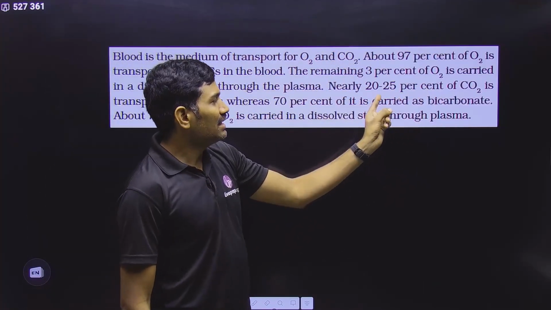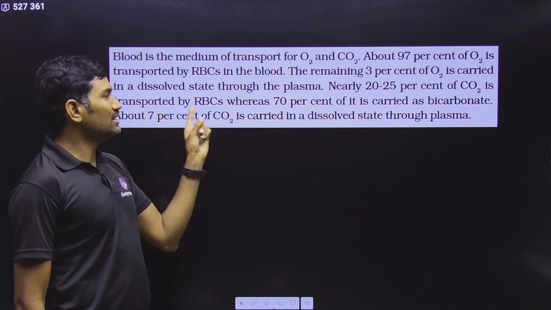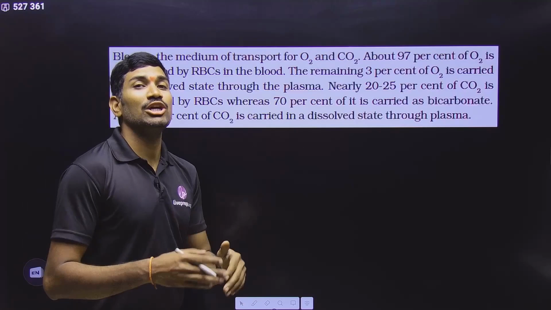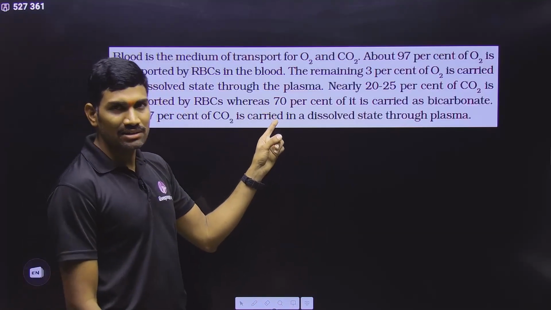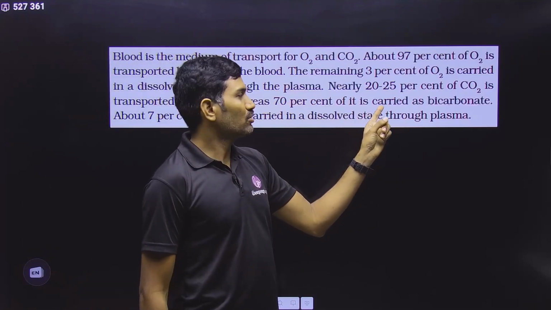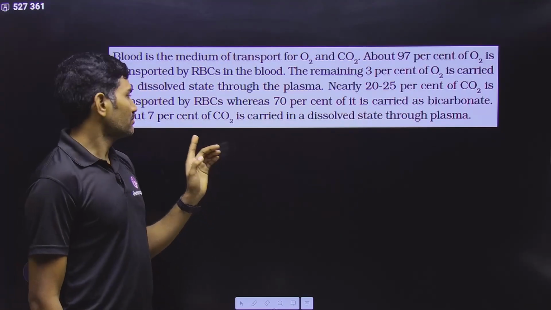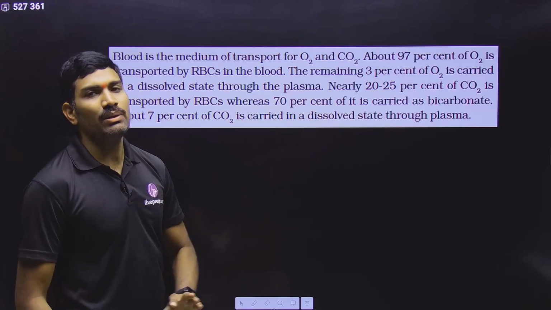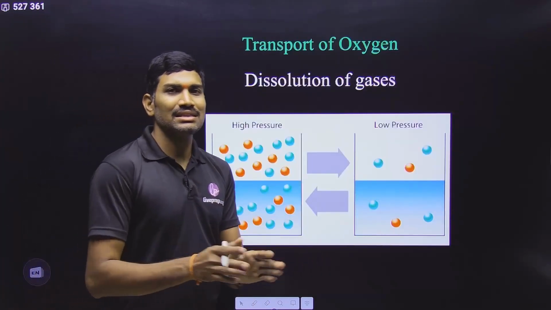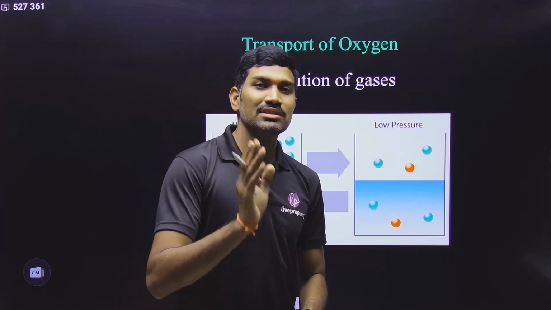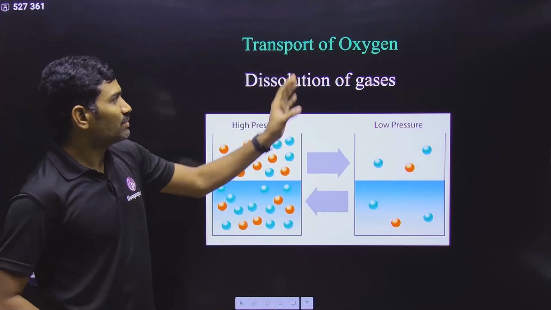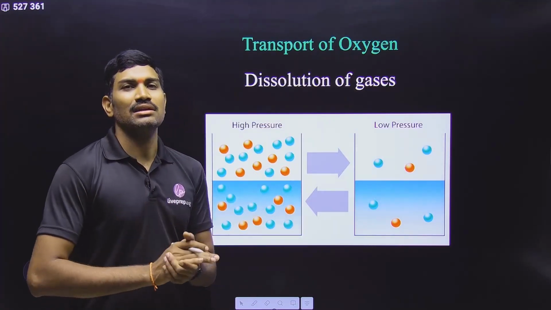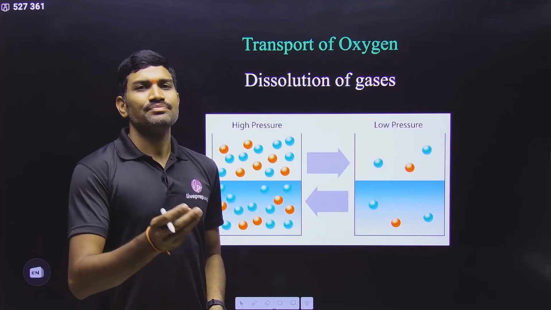For CO2, nearly 20 to 25% of CO2 is transported by the RBCs. How is it transported by RBCs? As carbaminohemoglobin. Slowly we will study all this. Whereas 70% of this CO2 is carried as bicarbonate, and about 7% of CO2 is carried in the dissolved state through the plasma. These are the various important percentages they give, so you need to compulsorily remember these values. Now we are specifically focusing on transport of oxygen, and in this lecture we will focus mainly on oxygen transport with the help of hemoglobin.